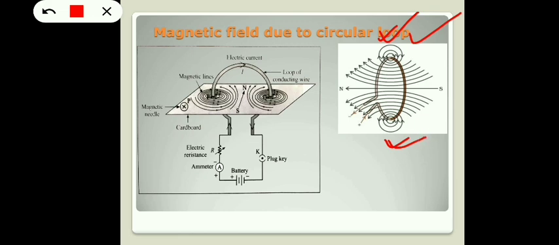Okay, and also inside the circular coil, all the field lines are pointing towards the same direction. See, it is entering into the coil. Here field lines are entering into the coil, and here also the field lines are entering into the coil. So all the field lines are entering into the coil inside. Okay, and towards the center of the coil, what is the direction? Yes, towards the center of the coil, it looks like a straight line like this.